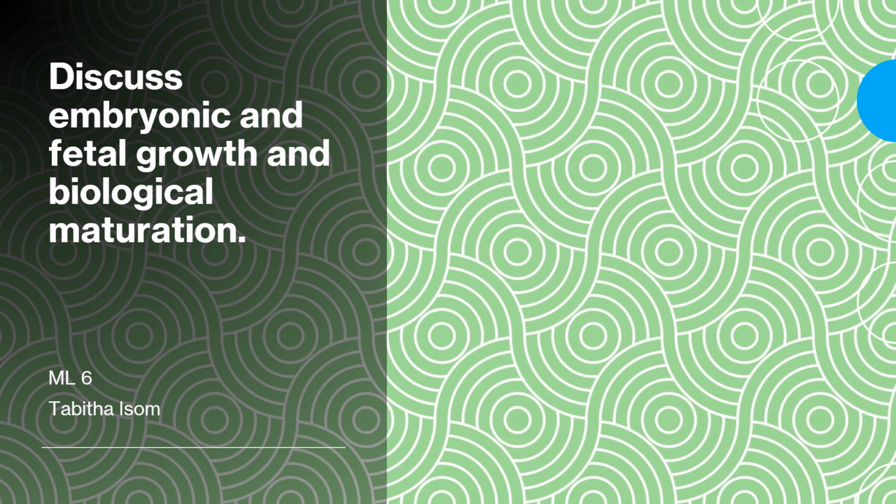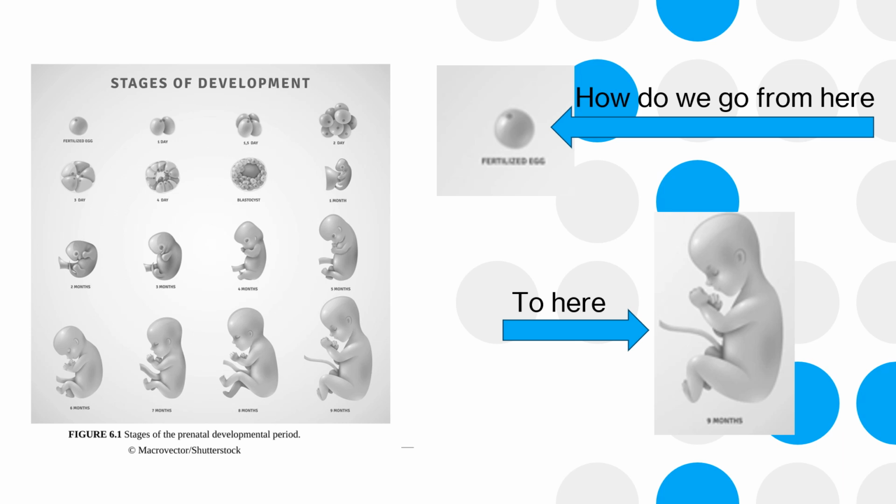Hi everyone, today we're going to discuss embryonic and fetal growth and biological maturation. So here we are at the stages of development, and what we want to do is know how we go from here, the fertilized egg, to here, the 9-month fetus. So we're going to break those down into 4 periods.